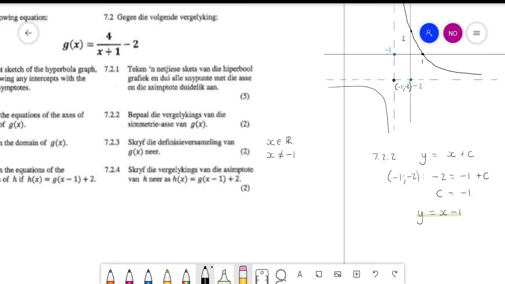Okay, now the next one, they say, write the equations of the asymptotes of H. If H is that graph, but -1 on the X and +2 on the Y. So let's quickly talk about what's happening here. Do you guys agree that it moves 1 unit to the right?